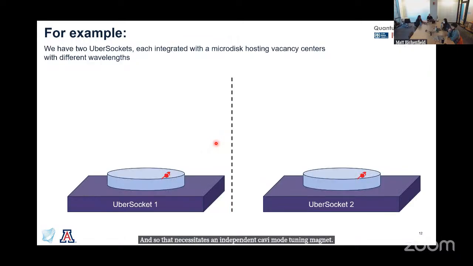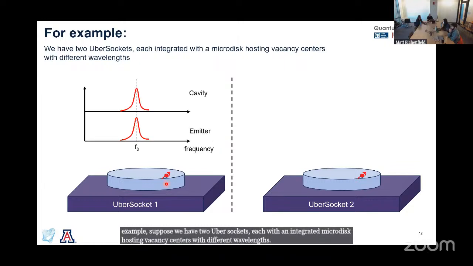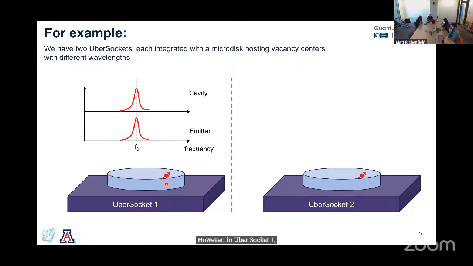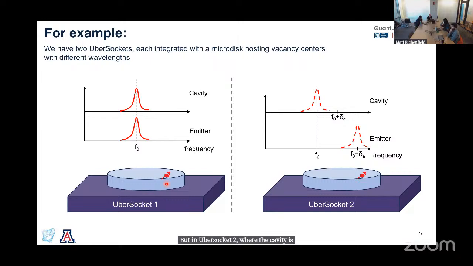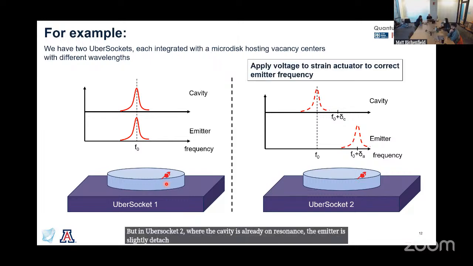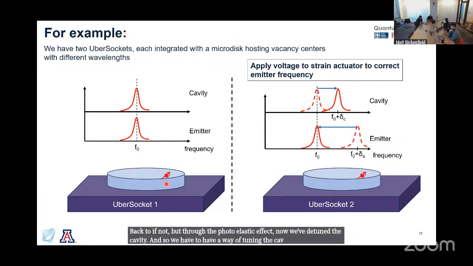So for example, suppose we have two Uber sockets, each with an integrated microdisc hosting vacancy centers with different wavelengths. In Uber socket 1, we have the cavity and the emitter both simultaneously resonant at the desired frequency F0. But in Uber socket 2, where the cavity is already on resonance, the emitter is slightly detuned. So luckily, we can apply voltage to the strain actuator to correct the emitter frequency back to F0. But through the photoelastic effect, now we've detuned the cavity. And so we have to have a way of tuning the cavity frequency back to the desired frequency.